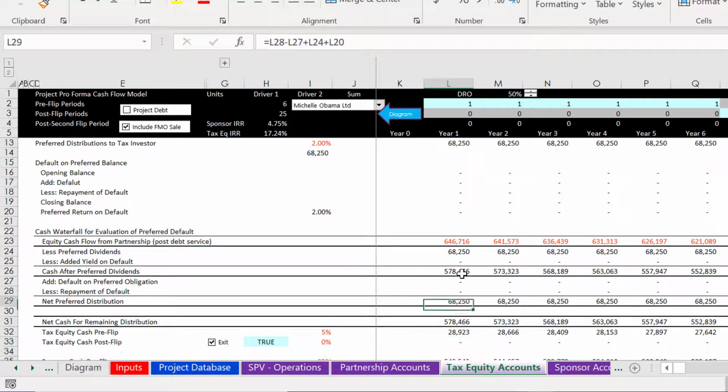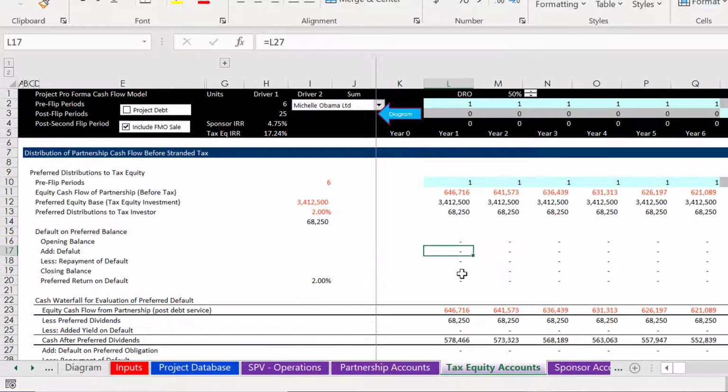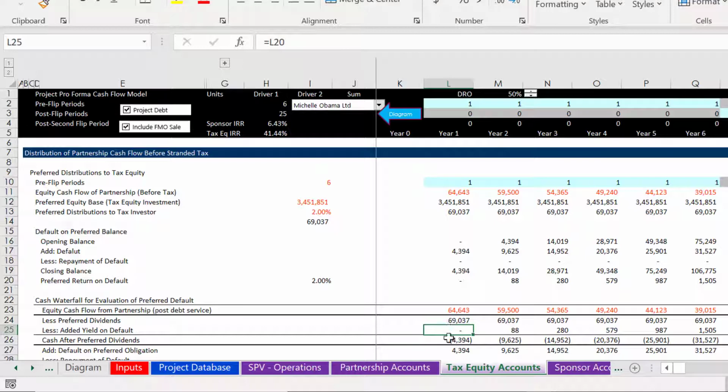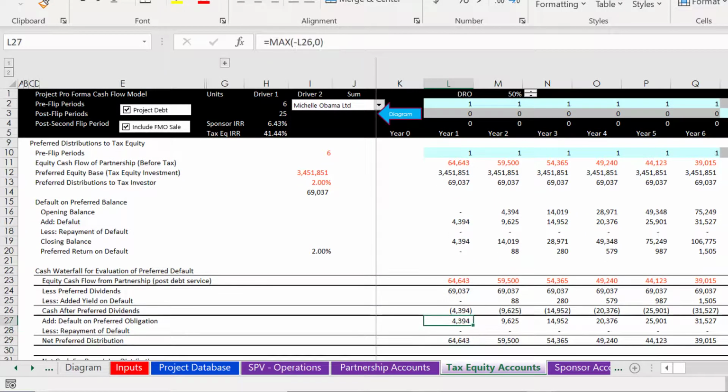And again, what you do is you say, okay, here's the equity cash flow we have, and I'm going to change that. That probably should come from here, and then we don't have to go to another sheet. And then we'll take away our preferred dividends. And if they're negative, if we have a default, we just use a maximum of the minus of this or zero, and then we use a max and a min to repay it. I've done this in so many other videos, and it's really kind of standard. And you can look at the functions, but don't be afraid of it.